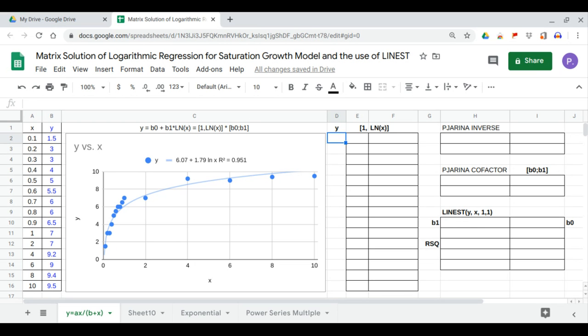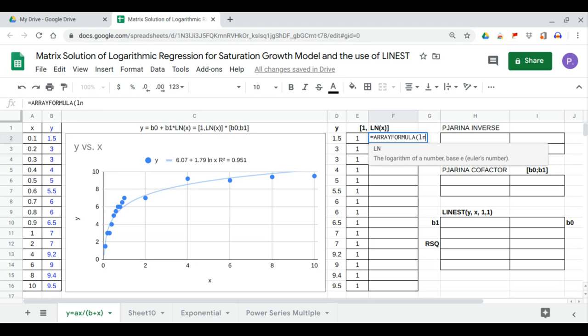We start with the transformation of our dataset, which is array formula of the y values, and one column and the ln x column, which is array formula ln of the x values.